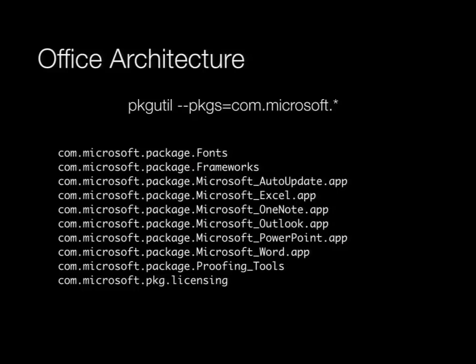This list should give you a very good idea about what's in the Apple installer. We have our fonts, we have our frameworks, one set for the installer. We have auto update to keep everything up to date, and then our applications, proofing tools, and then the licensing architecture. Typically, we're going to probably see either volume licensing or Office 365. That's all you should ever see going forward.